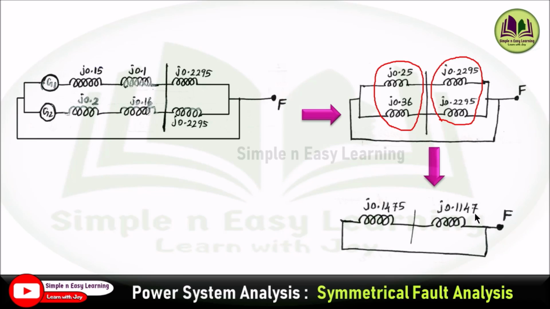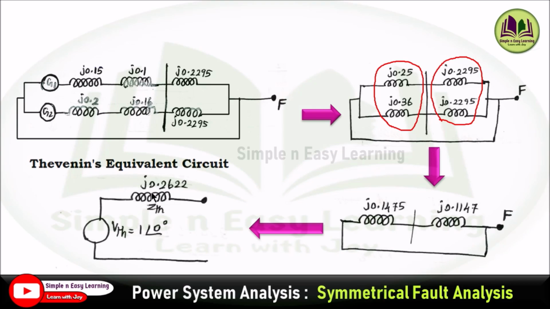So after doing parallel combination, you will be getting this answer J0.1475, and here it is J0.1147. For parallel combination you have to do R1 R2 divided by R1 plus R2, that is J0.25 into J0.36 divided by J0.25 plus J0.36. You will be getting like this. Similarly you will be getting for the other term as well. And now these two reactances are in series, both are in the same line. Simply you can add these two, you will be getting the Z Thevenin, and you can add the V Thevenin equal to 1 angle 0. You will be getting the complete Thevenin equivalent circuit.